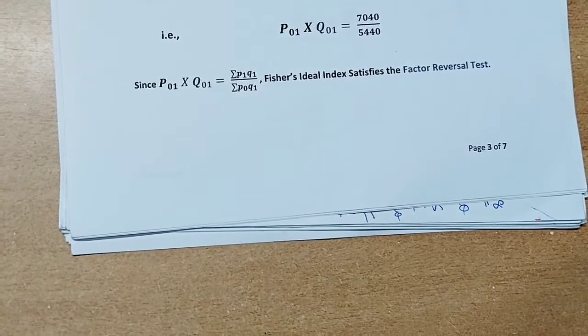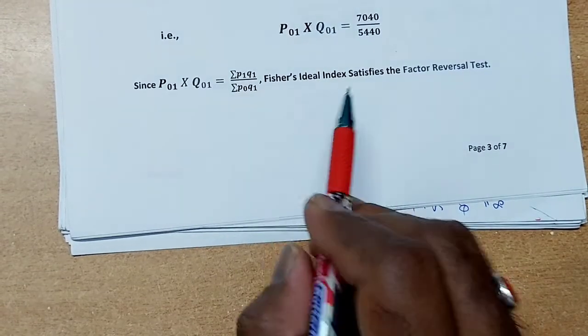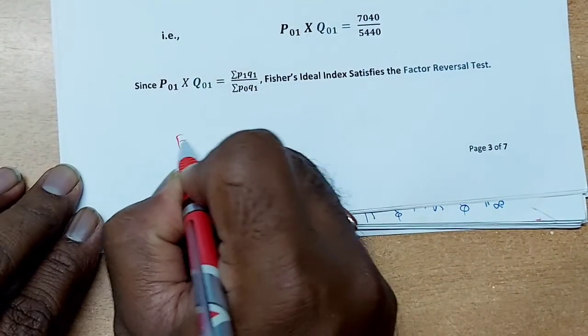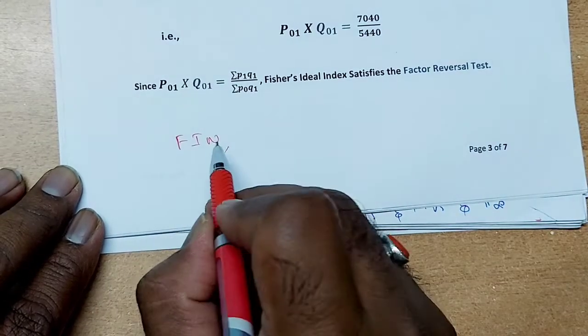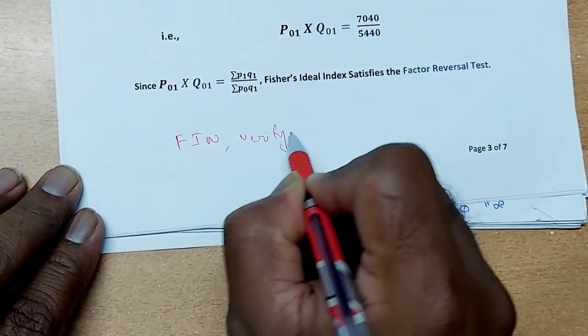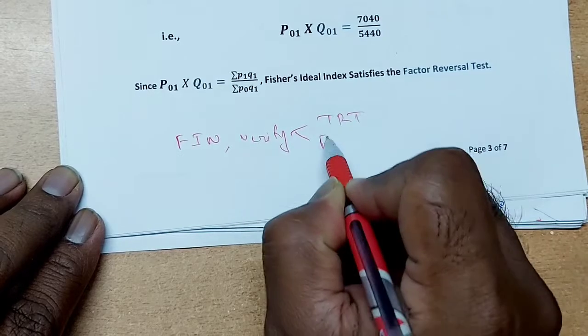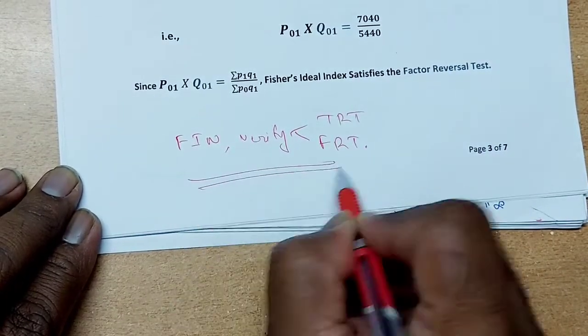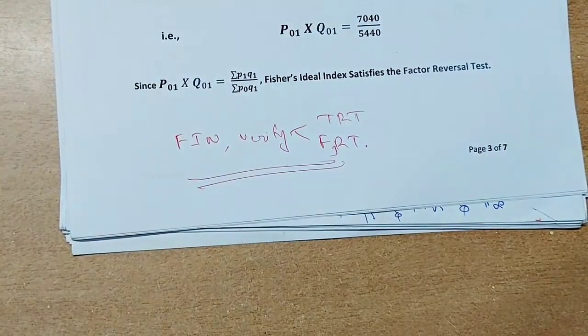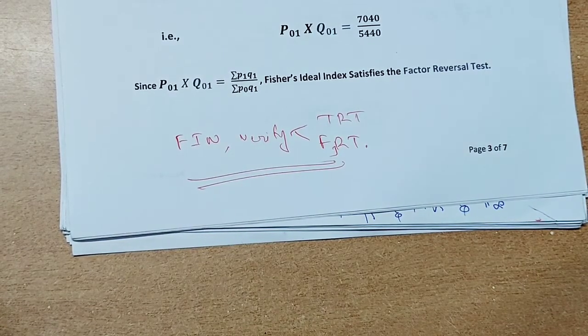So this is how we solved problems for 15 marks, where they generally ask us to calculate Fisher's index number and also verify whether it satisfies the time reversal test and factor reversal test. With these two videos, I hope you all have been able to understand what the time reversal test is, what the factor reversal test is, and how we check whether Fisher's ideal index number satisfies both tests. Thank you all.